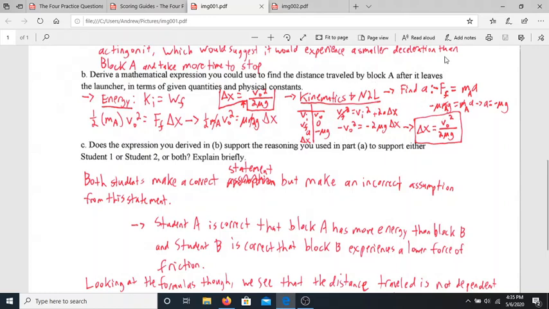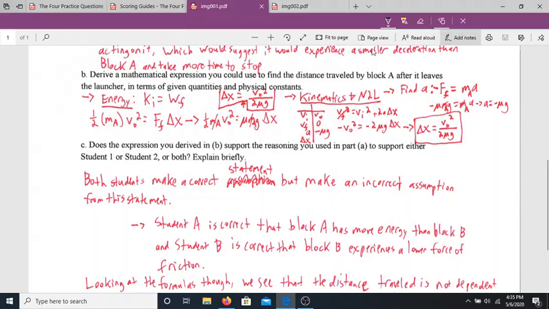Now, I kind of cheated. I did not do what I was supposed to do, which is I need to draw the FBD. And if I do that, the FBD for the block as it's sliding is going to look something like this, where I have Fn up here, Fg, and F of F. Right? Now, because of that, I can see that of the 3 forces, the only one that's actually providing a net force is the force of friction.